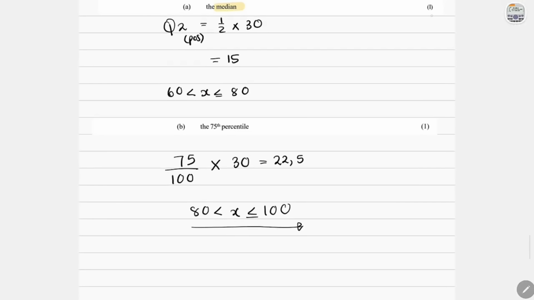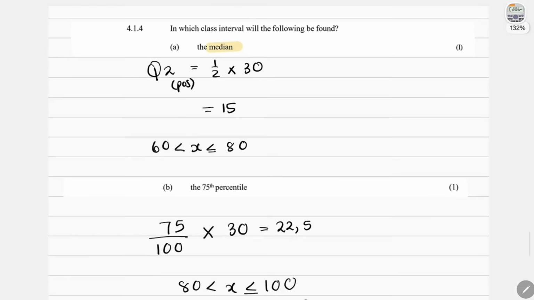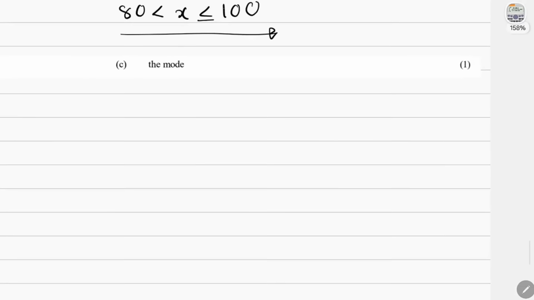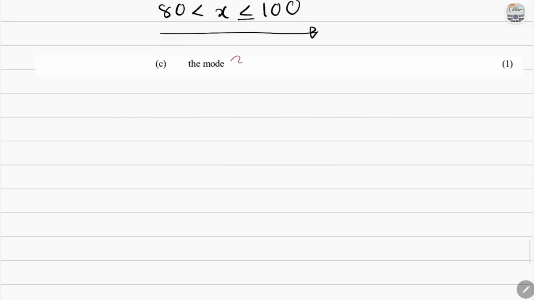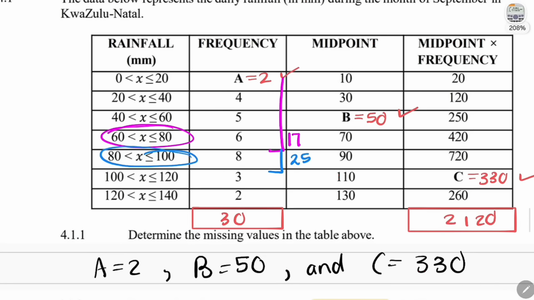Moving on to the next question. And then they say the mode. Okay, so they don't have to say the modal class because they said in which class interval will the following be found. So where will the mode be found? The mode is the number that repeats itself the most. So the class that repeats itself the most, how would you identify that? Well, the frequency is going to tell you how many times that class repeated.